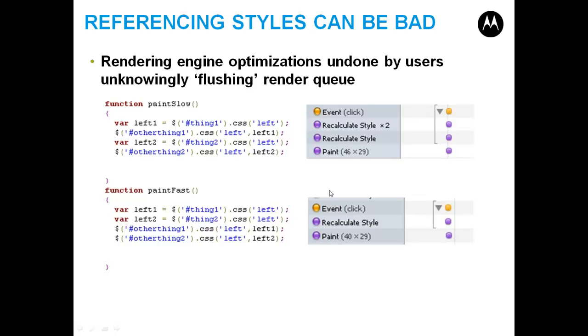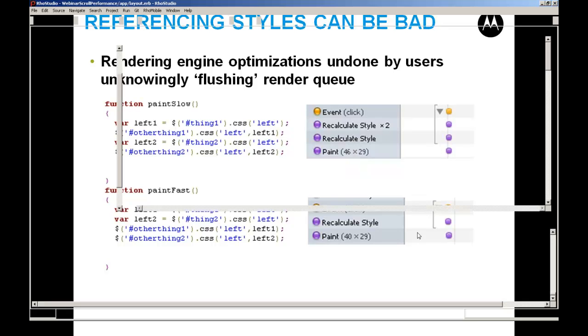And I'm going to show you this in RhoStudio, but in the paint slow case, we're actually recalculating the style twice. Why? Because we referenced an attribute, and then we set it, and then when we referenced another one, it had to recalculate all these styles again. And in this case, we're actually saving the recalculation. So this is a very simple example, but if you're doing a lot of this stuff, it definitely adds up. So this simple tactic could avoid recalculation.